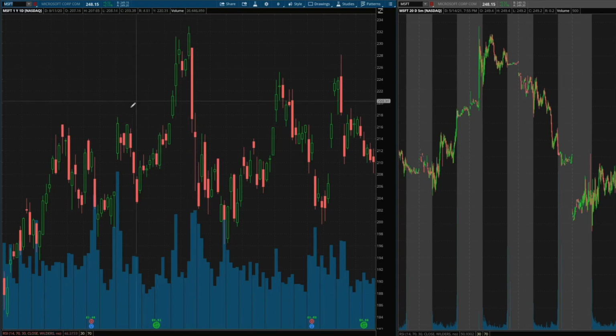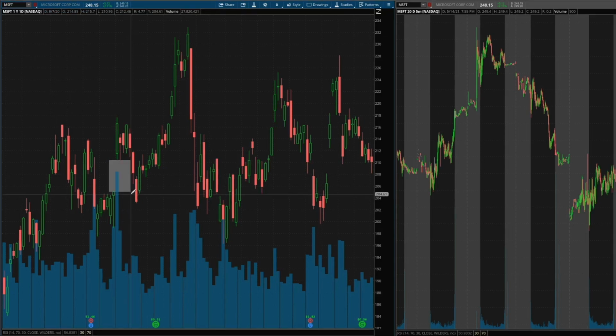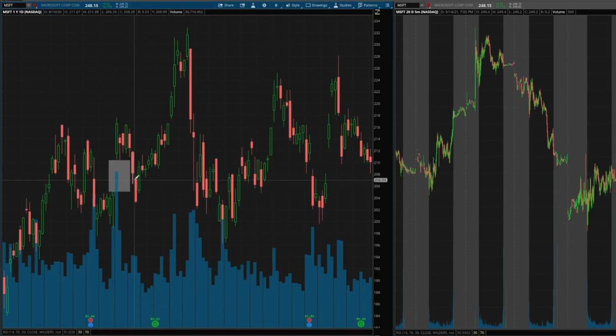So again, the idea is that you're going to look for this gap to fill, and you're going to look to buy into the bottom range of that gap, anticipating that the stock is going to bounce back up once that gap in the daily chart is filled by price action.